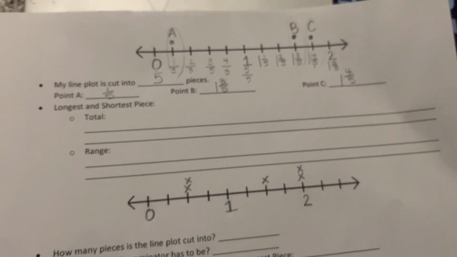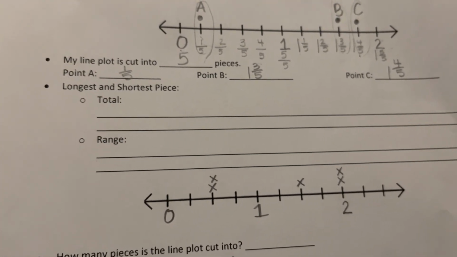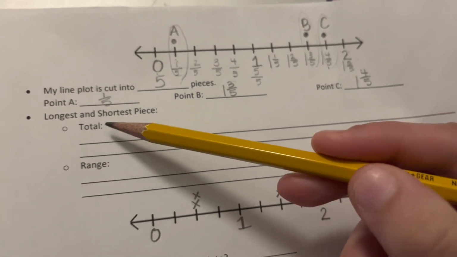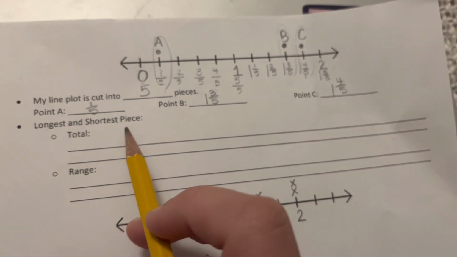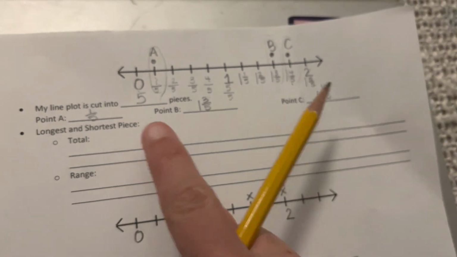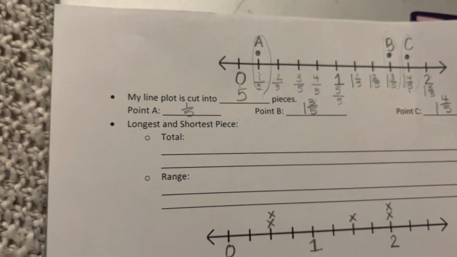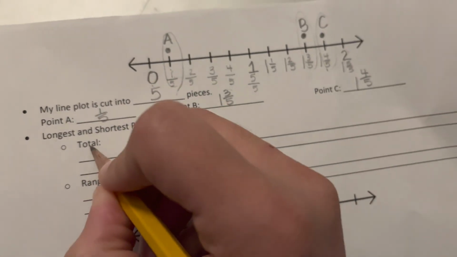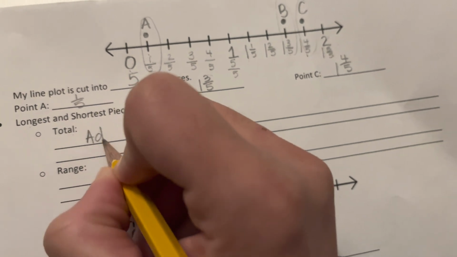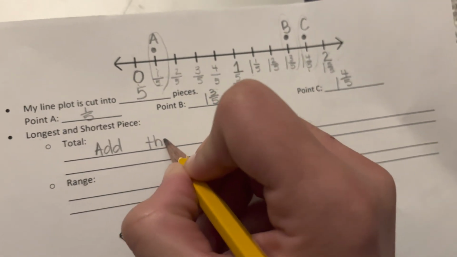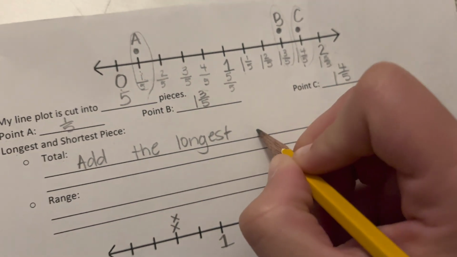Now, there are 4 different types of questions that they typically ask us about line plots. One of those would be the total and the range, but it only goes for the longest and the shortest piece. I'm going to put a little sentence here and here. Whatever I write down, I'm asking you also to write down. When you find the total of the longest and shortest piece, you are just going to simply add the longest and shortest piece together.